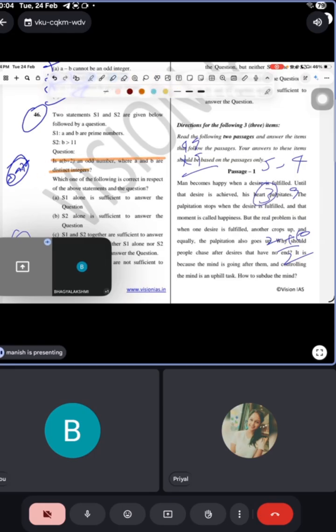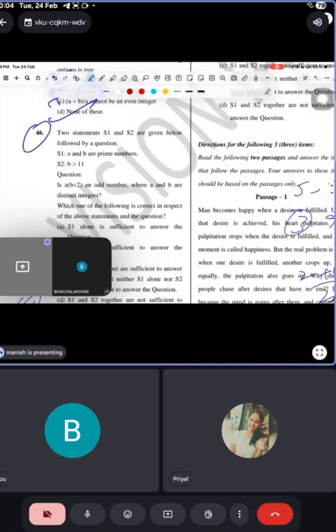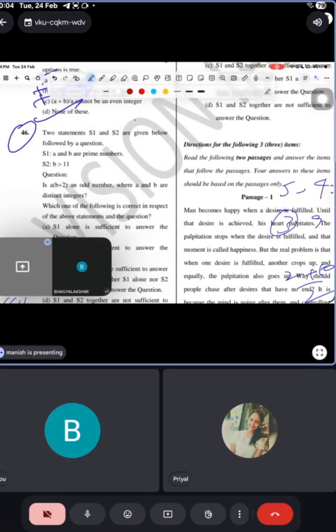This is the catch here. The question is saying: is this number an odd integer? A into B plus 2. So I have to prove the answer is a yes or no. My duty will be to prove the answer yes or no, guys, and the answer should be definite, not a dilemma. So let's see here. A and B are prime numbers, so let's say prime numbers 2, 3, 5, 7, 11.